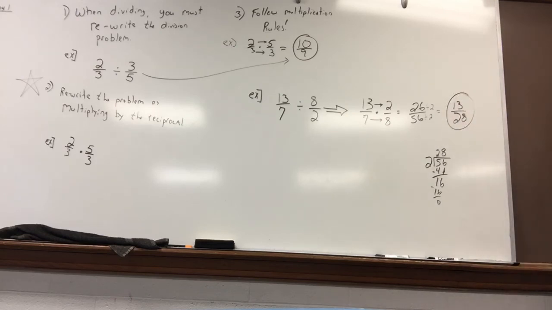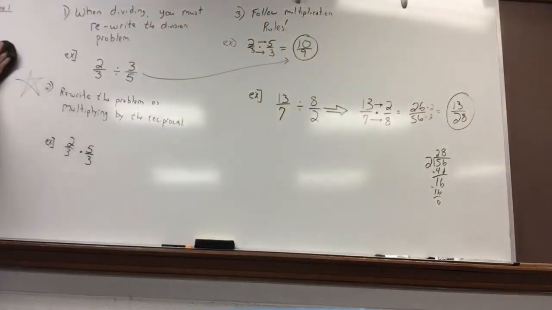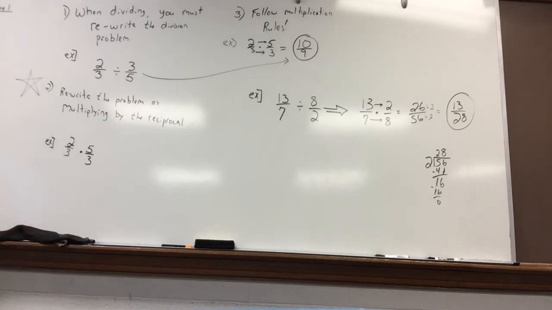So that gives me 13/28. Questions there? Okay, try one on your own. Here we go. Here's what I want you to do. We're going to give you a minute and a half to try it on your own, and then I want you to talk to your table and use mathematical language and explain how you got what you got. 3/4 divided by 5/7.